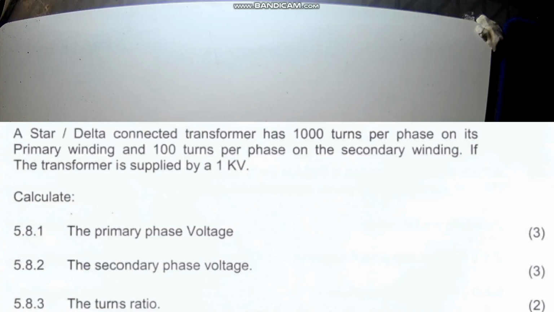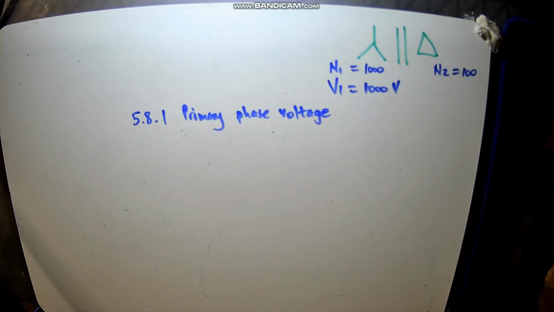In the next question, it says a star delta connected transformer has 1000 turns per phase on its primary and 100 turns per phase on its secondary. But confusing. Right, so 1000 on the left, 100 on the right. My eyesight's not so good. If the transformer is supplied by 1000 volts, so notice it says supply. So this would mean the primary side, supply side.